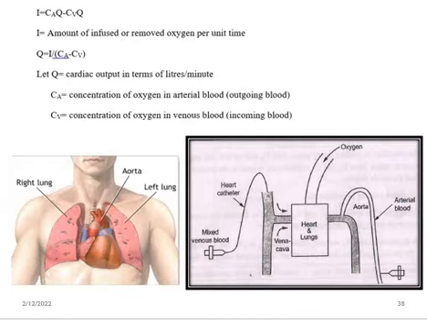Let me see the diagram for the Fick method. Here you can find the concentration of oxygen in the atria and the concentration of oxygen in the ventricles. Atrial is the outgoing blood and ventricular is the incoming blood. So the difference in concentration gives the amount of blood through the heart. This is the measuring instrument. This is the incoming to the heart and this is the leaving from the heart. At the incoming we are measuring the oxygen, at the outgoing we are measuring the oxygen. This difference in oxygen concentration leads to the measurement of cardiac output.